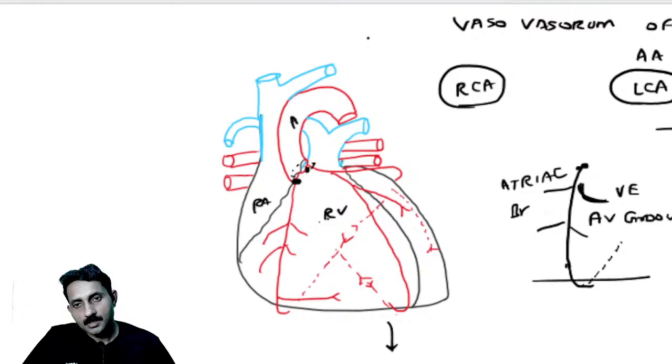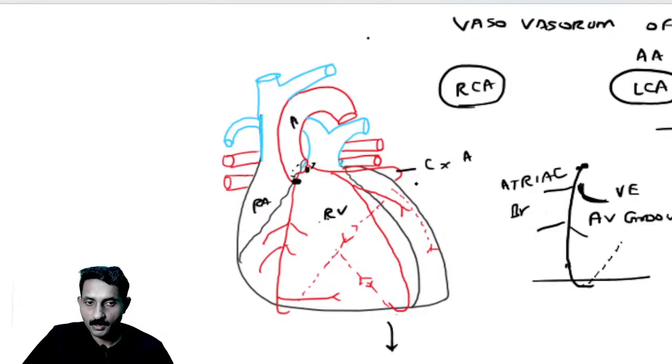Okay, you can see in this picture also. This artery is called the circumflex artery. The circumflex artery is not a branch of the right coronary artery, it is a branch of the left coronary artery. Both of them will anastomose here. At this point, both of them will anastomose.